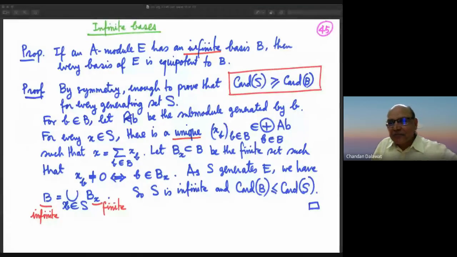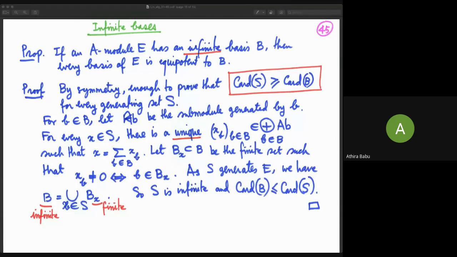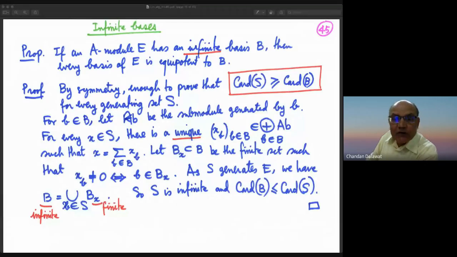Sir, if a module has a finite basis, then will every other basis have the same number of elements? Okay, so that works for vector spaces. If your ring A is actually a field, then it's true. It also works for commutative rings. If your ring is commutative, then that's true.